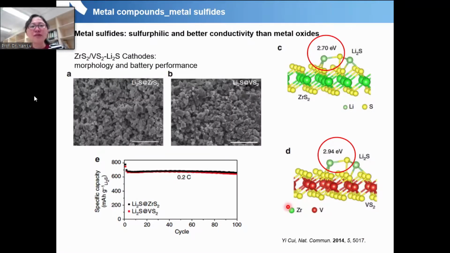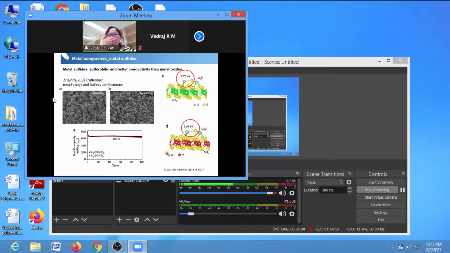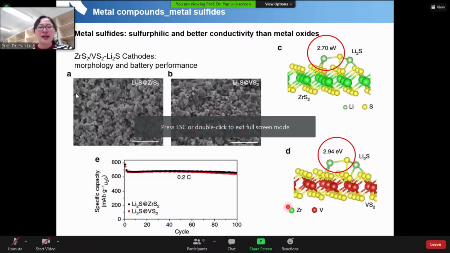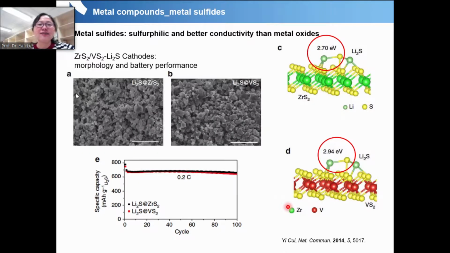So then we will talk about metal sulfides, because metal sulfide, compared to metal oxide, is more promising, I should say. This is because metal sulfides, compared to metal oxides, normally have better conductivity, and meanwhile they have better affinity to the polysulfides. And if we look into the literature, nearly every kind of metal sulfide has already been tested as a cathode for lithium sulfur batteries. So I just found some examples for you.